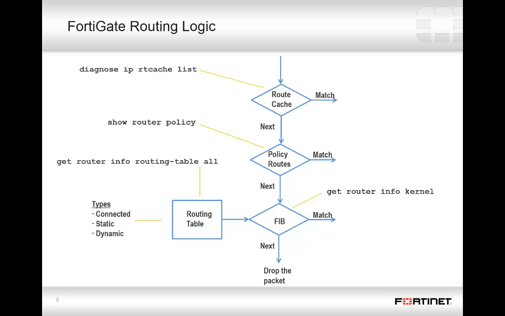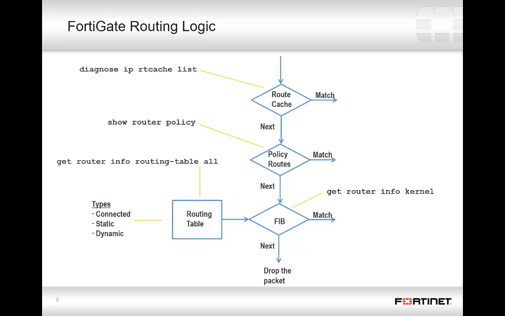If there was no match, next, FortiGate will search its policy routes. You can view them with the command show router policy. Finally, FortiGate searches the forwarding information base, also known as the FIB. The FIB is generated by the routing process and is the actual table for packet forwarding once IP sessions are established. How is the FIB related to the routing table?